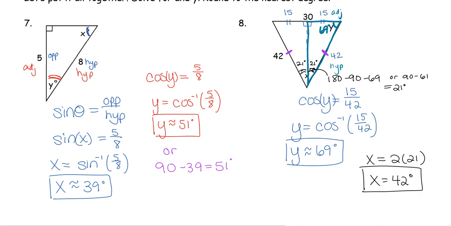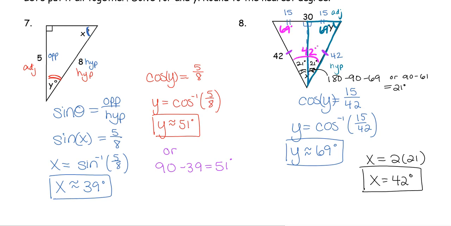Now, another way you could have done it is use that isosceles triangle theorem. If this is 69, this is 69, and then we could have taken 180 minus 69 and found that that whole thing right here was going to be 42 at once. So lots of different ways you can approach that problem to solve for your missing pieces.